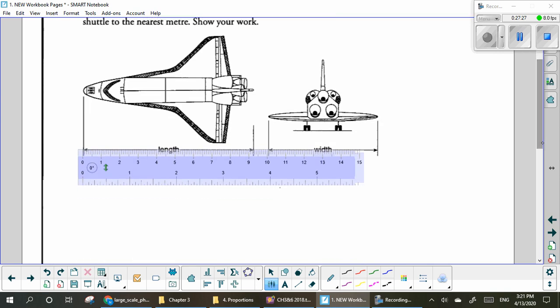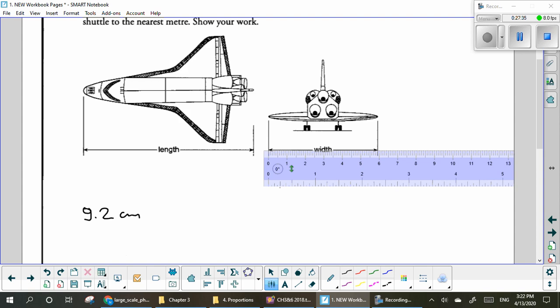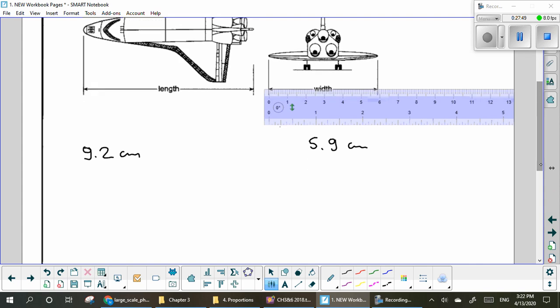So based on my ruler, the length is 9.2 centimeters, and the width, let's adjust that again, looks like 5.9 centimeters. So if I wanted to find the actual one, I can set up a proportion for one and do the other one the easy way.